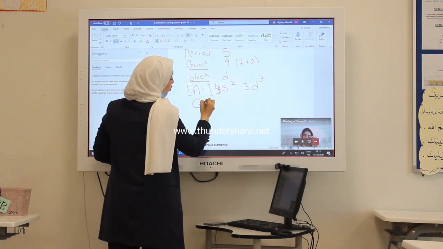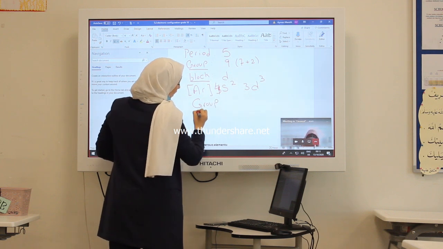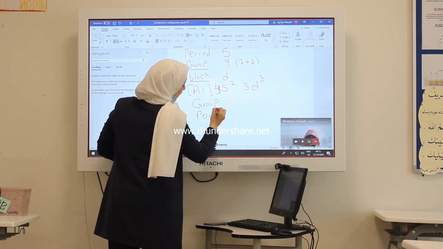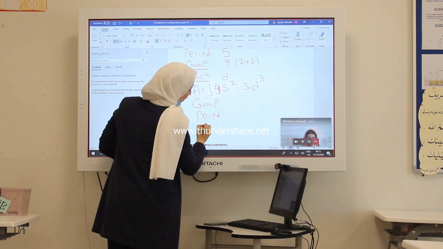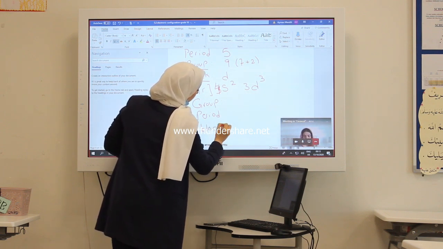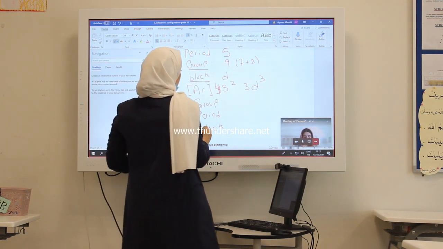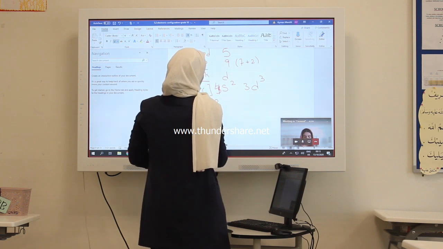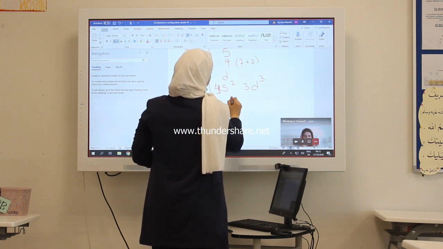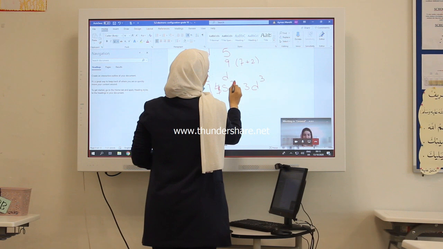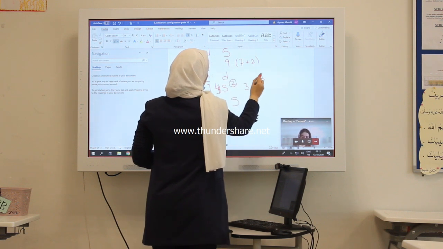This element in which group? In which period? In which block? Group 5. Group 5. Excellent. How do you know? 2 plus 3. 2 plus 3. Perfect.